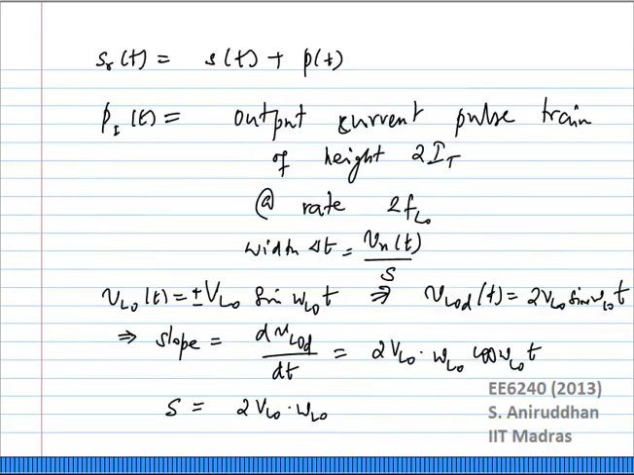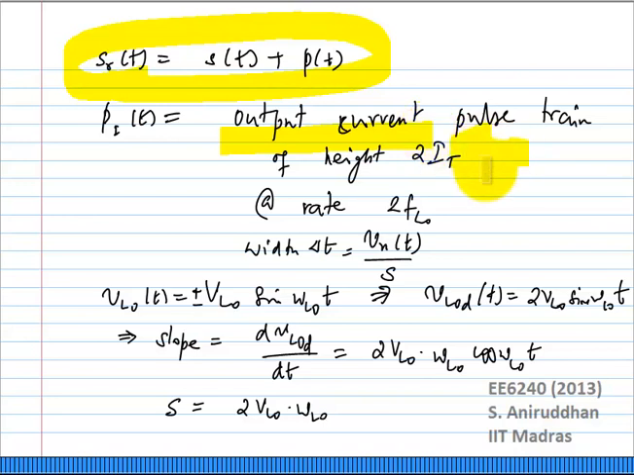So this SR of t is the ideal S of t plus the pulse train P of t. This pulse train is not an impulse train, it is just a train of small narrow pulses. If you look at the output current of the switching pair, this pulse train will give you an output current pulse train of height 2 I of t, because the differential current is switching from plus I of t to minus I of t. So the height of the pulse will be 2I of t, and the rate of the pulse train is going to be twice the LO frequency, because this happens at every edge.